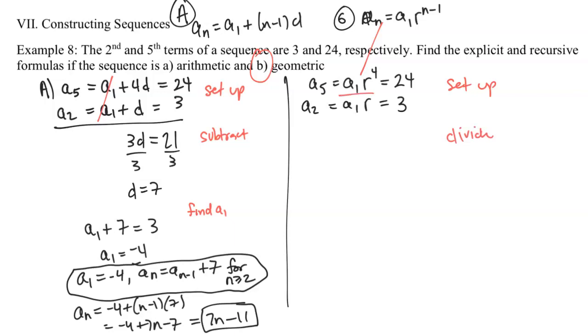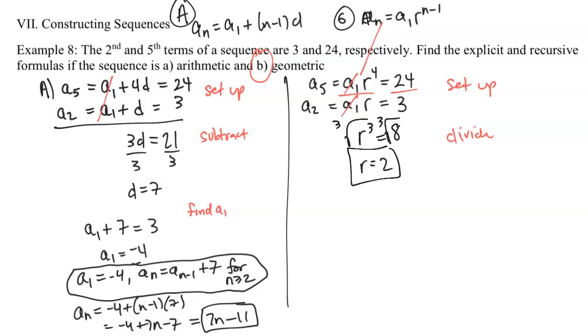And so if I just put division bars here and here, then what's going to happen is that a1 is going to cancel. r to the fourth over r is going to give me r to the third. Let me not use a highlighter here. Let me use a pen. Yeah, here we go. r to the third is equal to 24 divided by 3, which is equal to 8. And now to solve for r, I'm just going to take the cube root of both sides. And so the cube root of 8 is going to give me a ratio of 2.